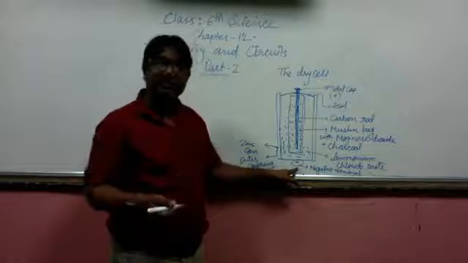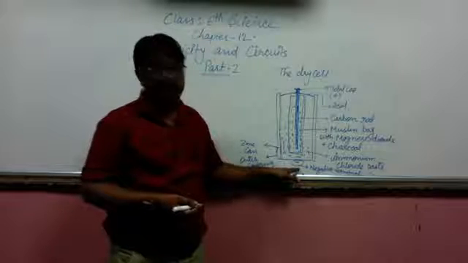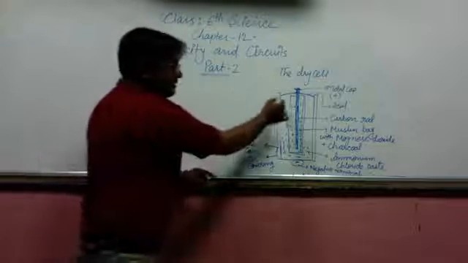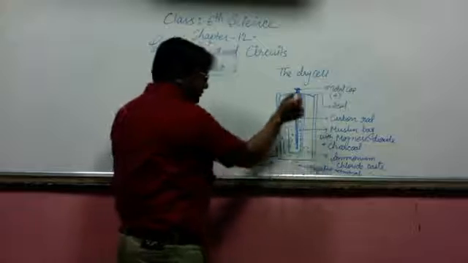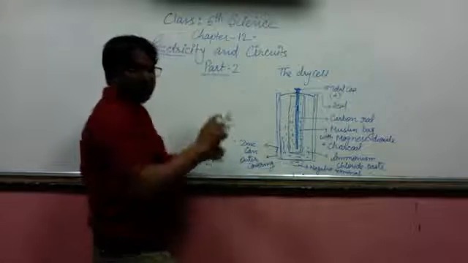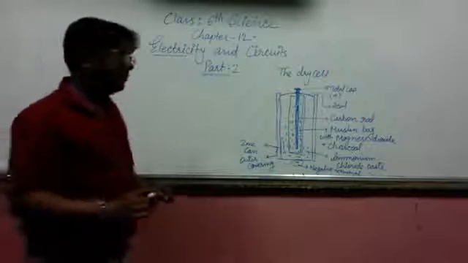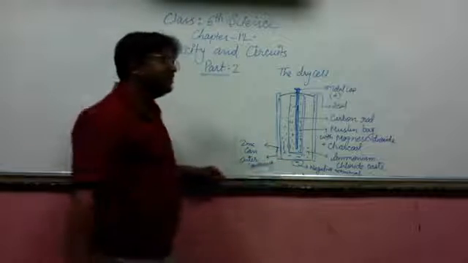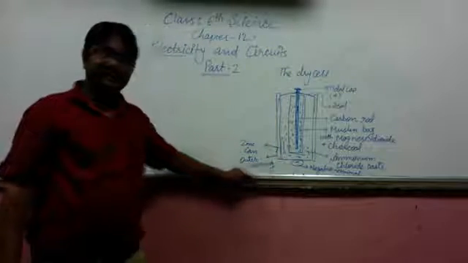The other terminal of the cell is the negative terminal. It is made by the covering of zinc metal, the zinc can. This whole thing is made of zinc, made of metal. Its last end, the other end, is called the negative terminal.